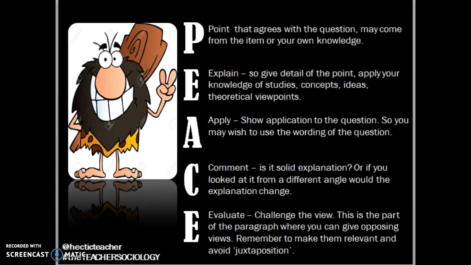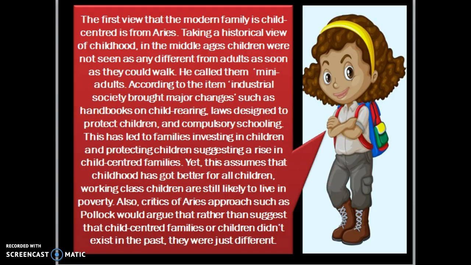So just to break it down, P is the point that agrees with the question, the E is the explain, and both of these are giving you your AO1 marks. Then you're getting the AO2 because you're applying it to the question. You might apply the item as well at this point. Then you've got the comment: is it a solid explanation? If you looked at it from a different angle, you're starting to show a little bit of analysis, and then you've got your evaluation at the end for your AO3.